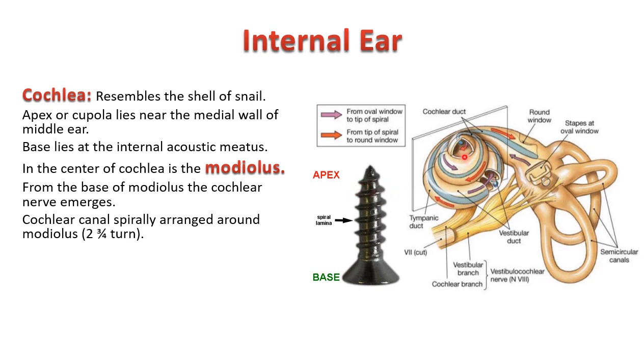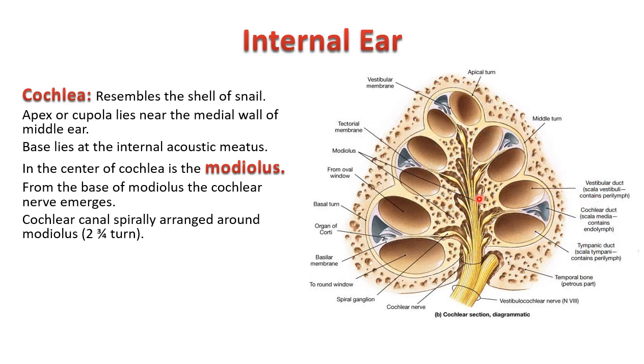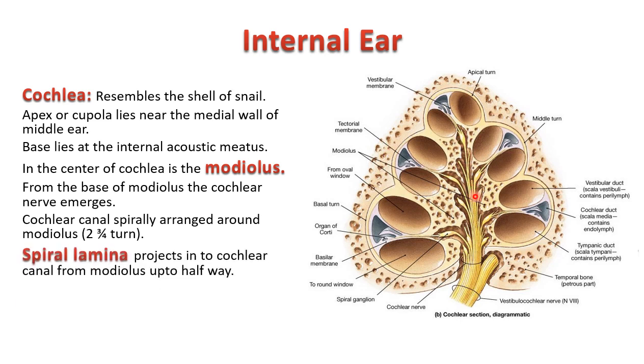The cochlea around the modiolus forms 2 3/4 turns. So you are able to see the central modiolus, and that is the spiral lamina, from the apex to the base. The diameter increases as you pass on to the base, and from the base of the modiolus you are able to see the cochlear nerve emerging. These are the afferent fibers, and you see a ganglion that is called the spiral ganglion.